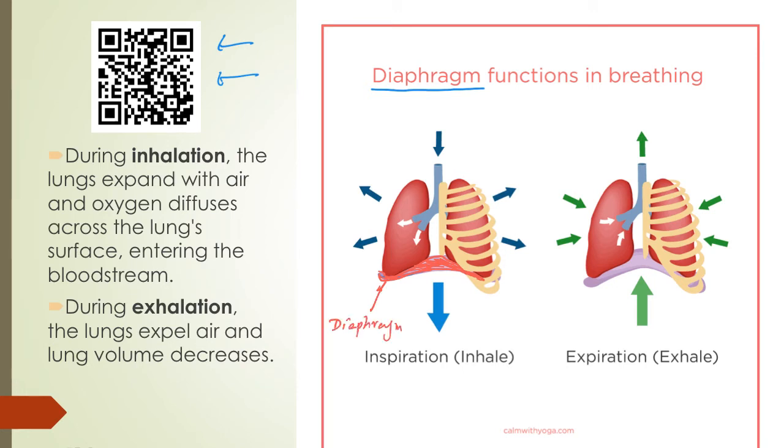This is the diaphragm. And at the same time, there's another muscle which is not shown in this graph. It's the one in green. Sorry, let me write again. Intercostal muscle. That is the muscle in between the ribs, in between the ribs.